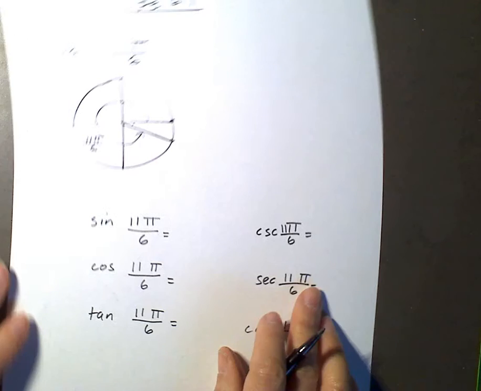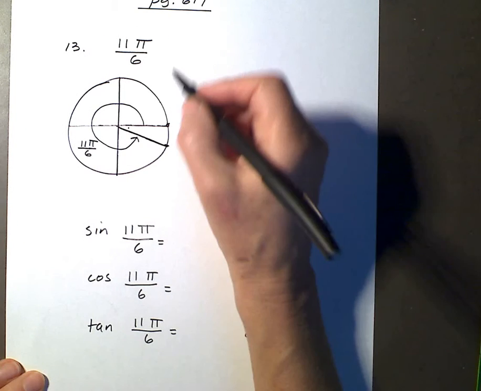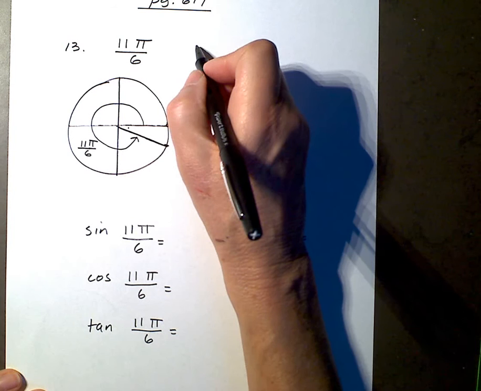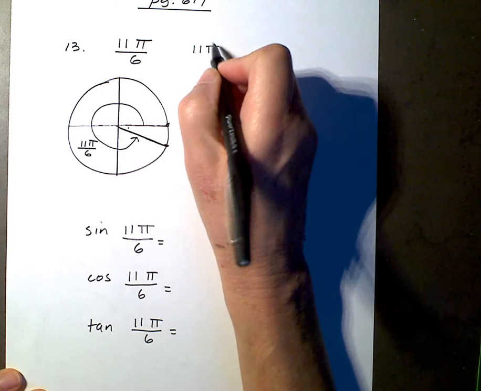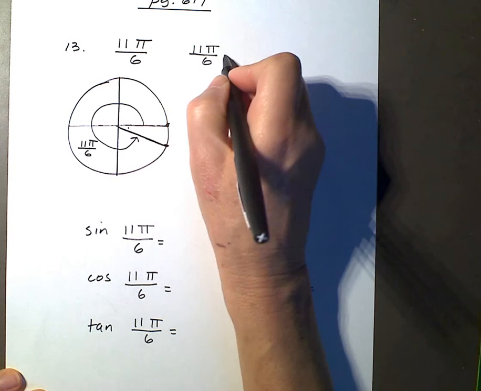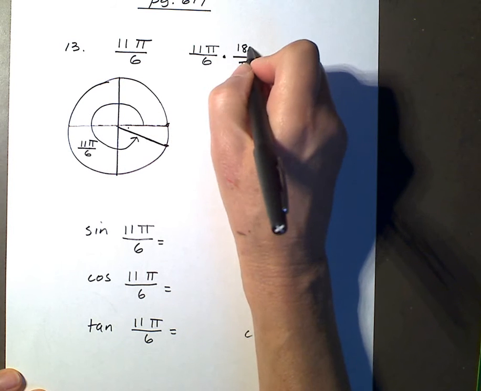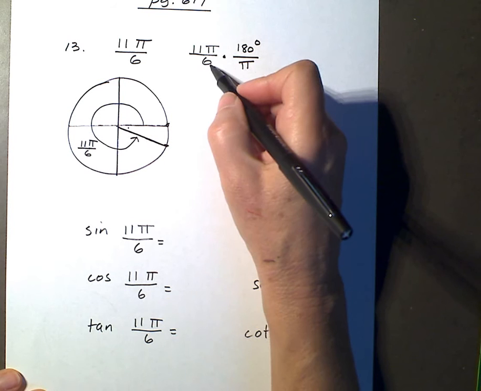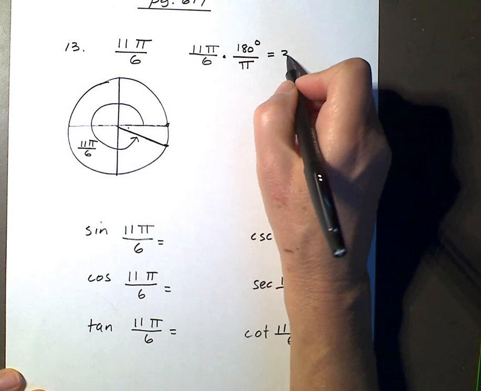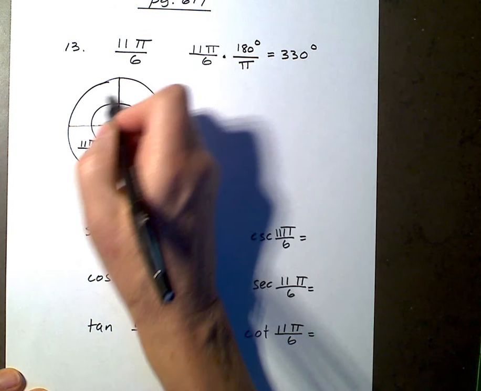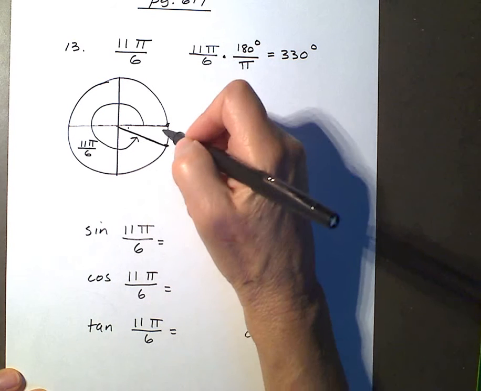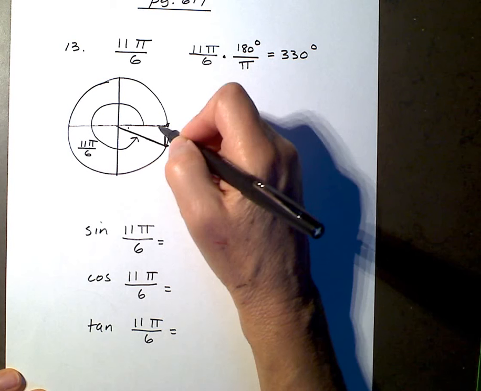Okay, so how many degrees is that? I can take the 11 pi over 6 and convert it to degrees. I want to cancel the pi and end in degrees. So 180 divided by 6 is 30, times 11 is 330 degrees. Okay, so it looks like a 330 degree angle, and I'm going to draw the little reference triangle in right here.